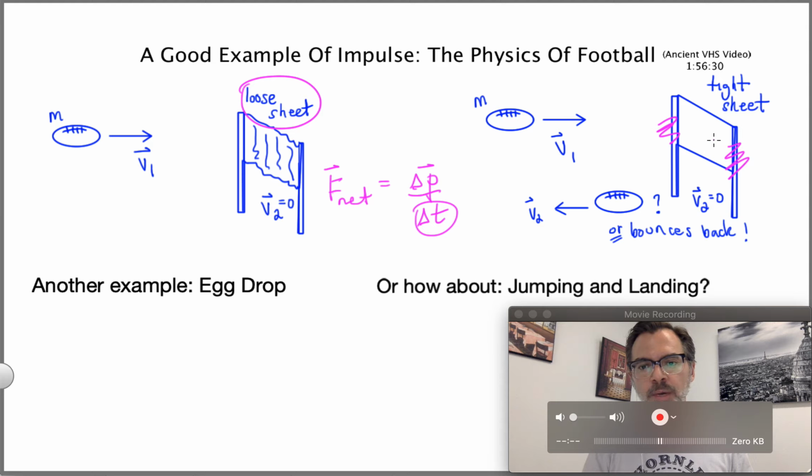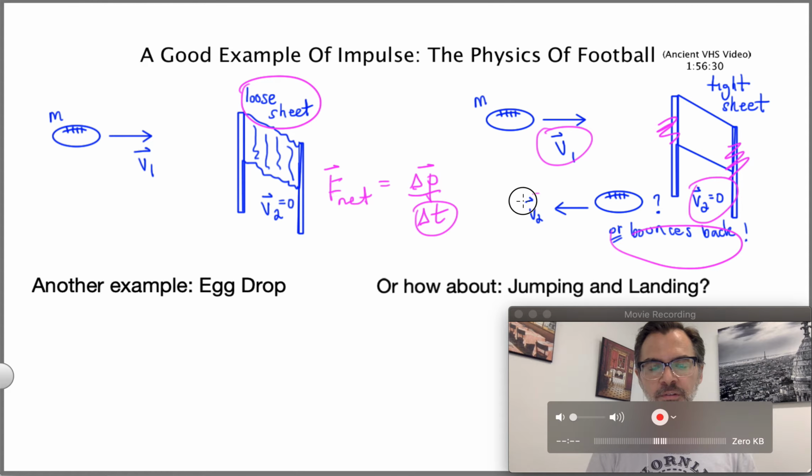But in the second one, where the ball comes to rest over a very short time period, we now have a small denominator. We've got the same numerator, it's the same initial speed and the same final speed stopping the ball, and therefore that extra force is what causes the frame to break. In fact, what you actually see in the video is that the ball bounces backward. It doesn't stop the way it does when you have a loose sheet.